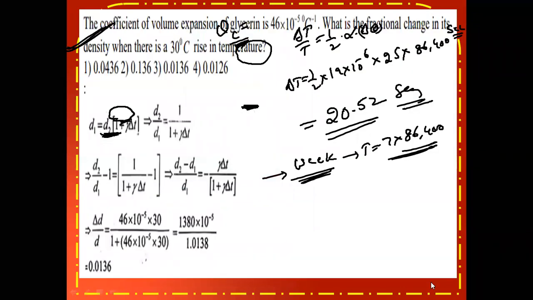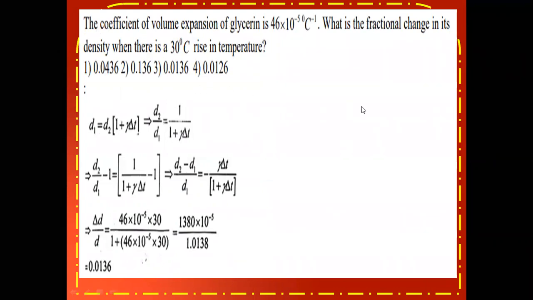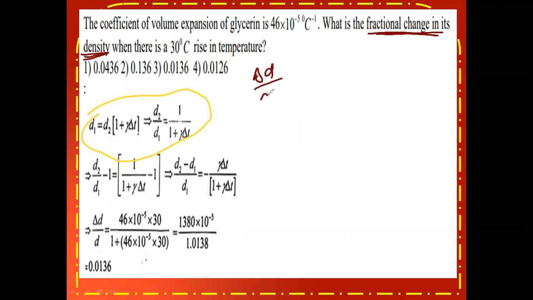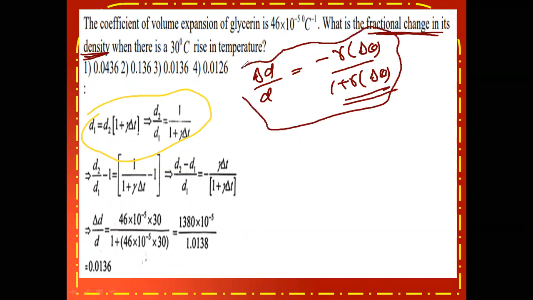Next one is the fractional change in density. Already I said the formula earlier. If you use that formula, no need to go for all these other things. Just apply the formula. What are they asking? The fractional change in the density. The formula I said earlier: delta d by d is equal to minus gamma into delta theta by 1 plus gamma into delta theta. This proof I already showed earlier.